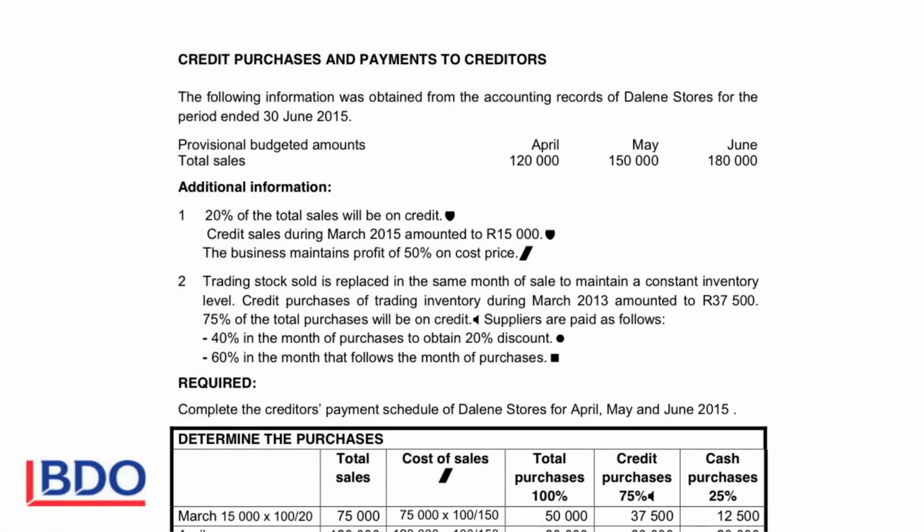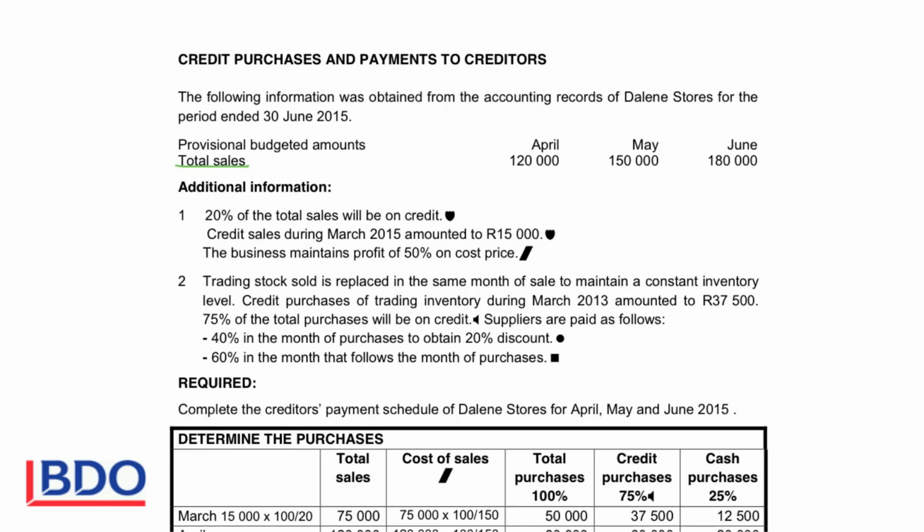Good morning. We will pay attention to credit purchases and payments to creditors in the cash budget. The following information is available. The provisional budgeted amounts, the total sales, 120, 150 and 180,000. It is very important here to determine whether the total sales are given or whether the credit sales are given.